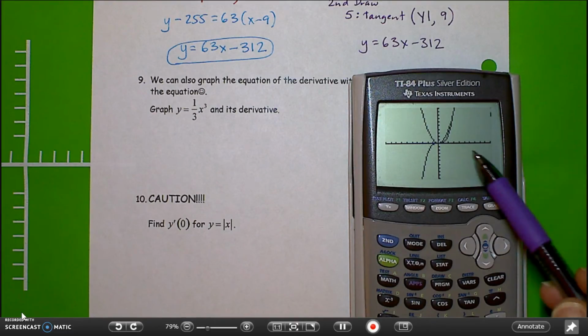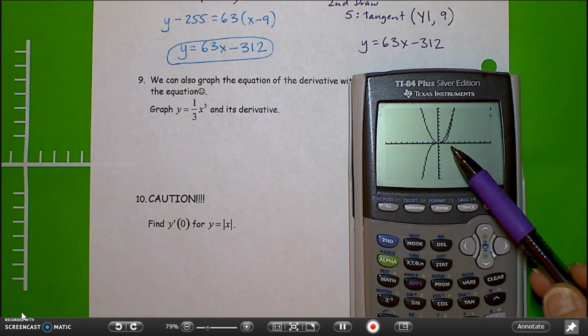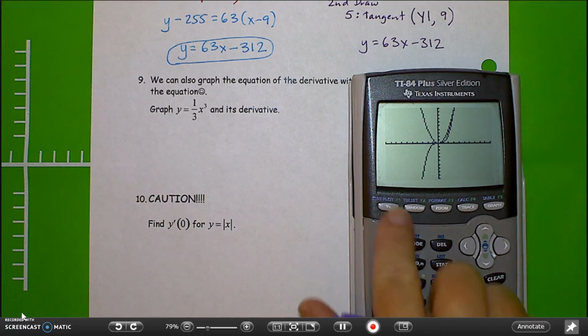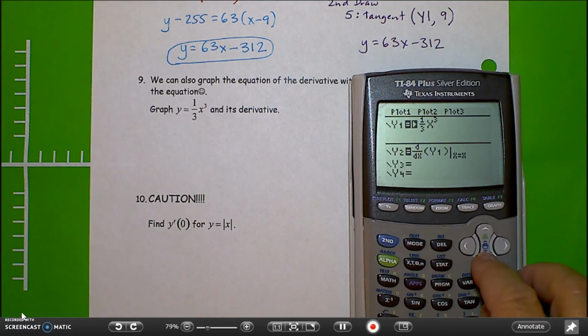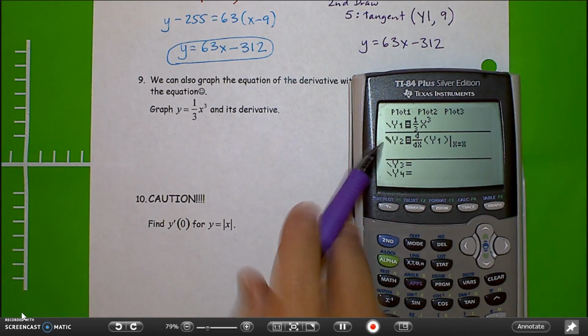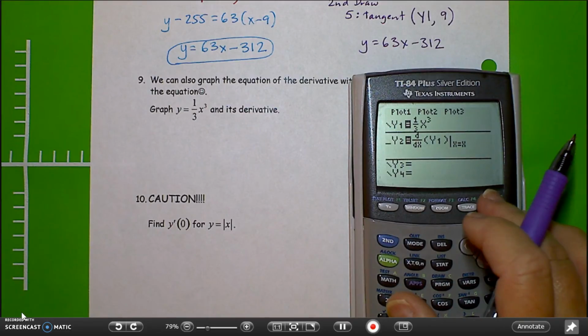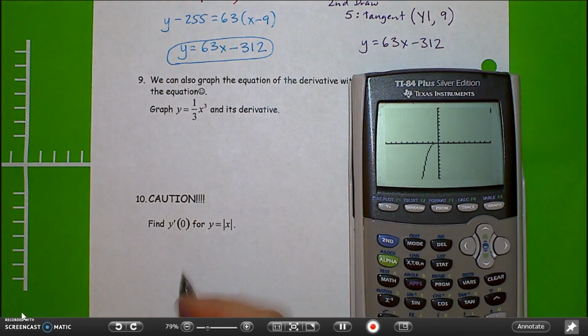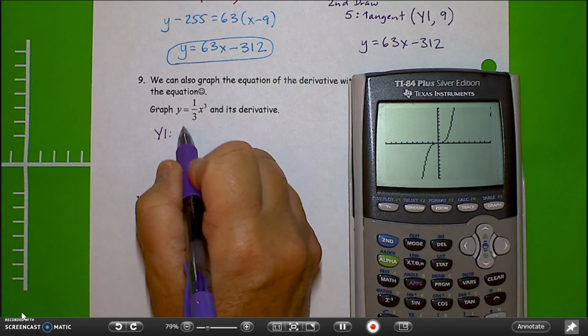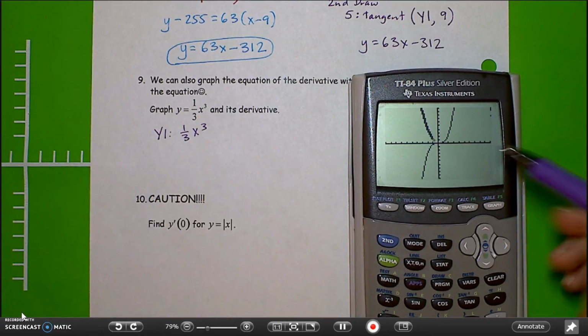And there's the derivative. Now if you notice, it's hard to tell the difference between the function and its derivative. I'm going to go back to the y equals screen, and I'm going to make the derivative a thicker graph. So I'm going to go to the left, hit enter, and that's going to be my thicker line. And now let's graph it again. There it is. So you can see exactly where the derivative is.